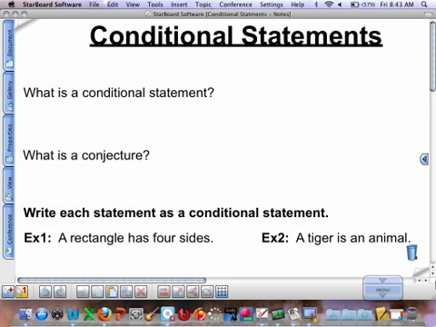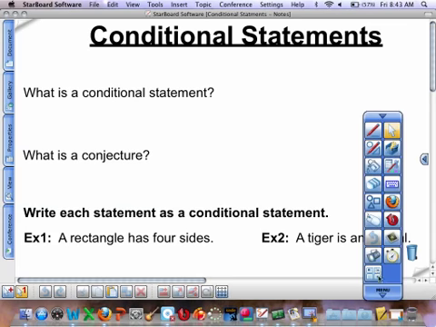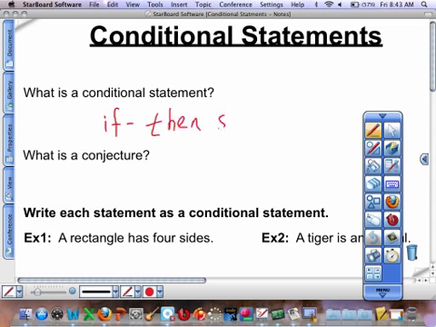A lot of times in math, and especially in geometry, we deal with if-then statements a lot, with conditional statements. And so a lot of times when we think about that, your conditional statement really is an if-then statement. That's kind of what I want you guys to make that connection. So conditional statements are if-then statements. If you clean your room, then you can go to the party. That's an if-then.